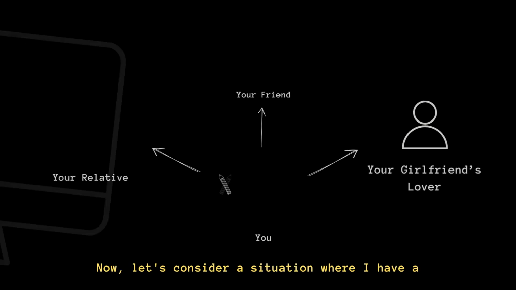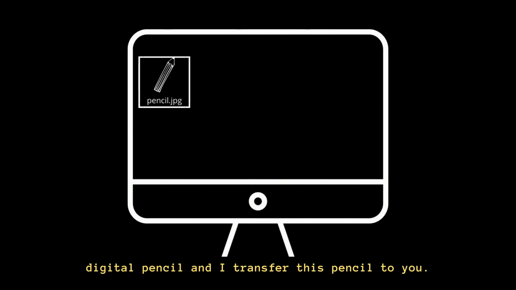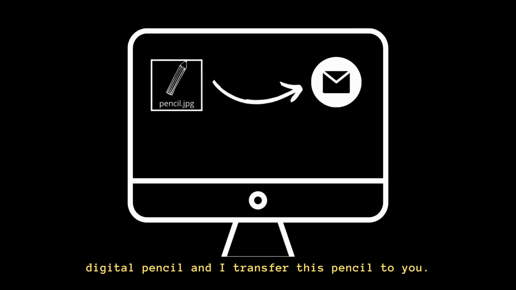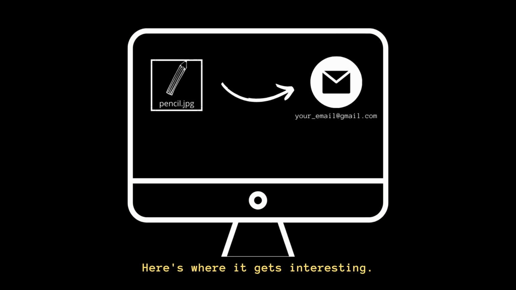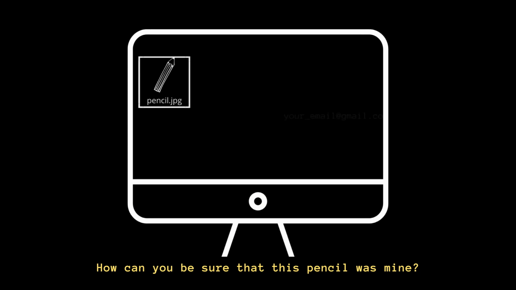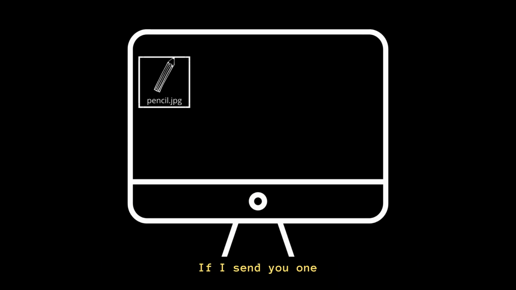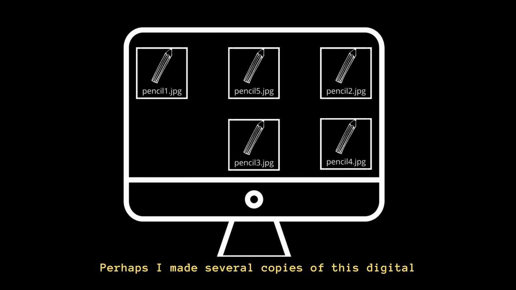Now let's consider a situation where I have a digital pencil and I transfer this pencil to you. Here's where it gets interesting. How can you be sure that this pencil was mine? If I send you one, how can you be sure that this pencil is now exclusively yours? Maybe I sent this digital pencil to my friend before, and then I'm giving it to you. Perhaps I made several copies of this digital pencil and sent them to all my friends. Anyone can claim this pencil from the internet.